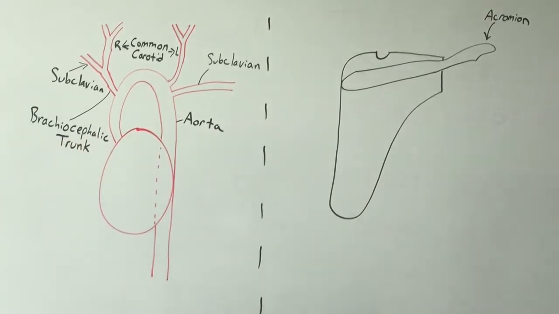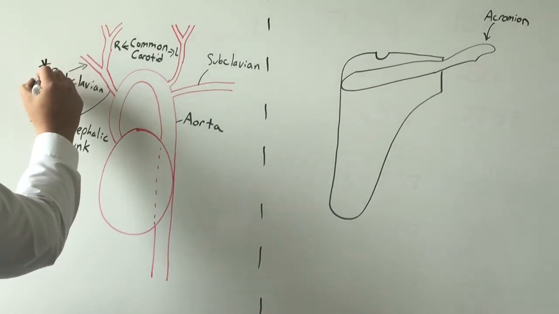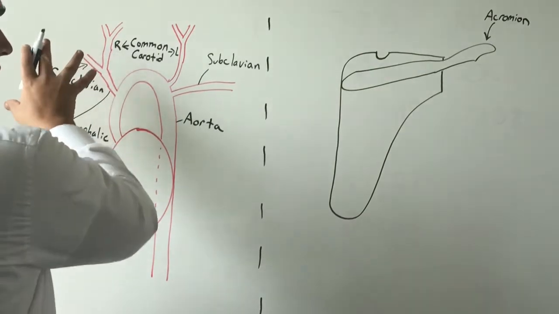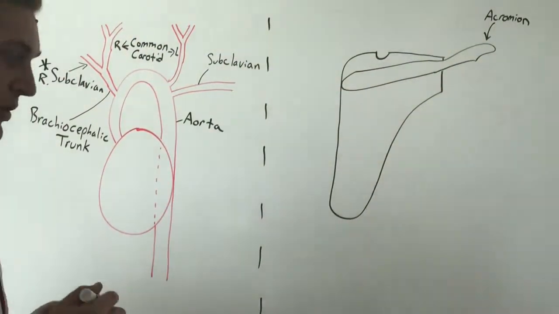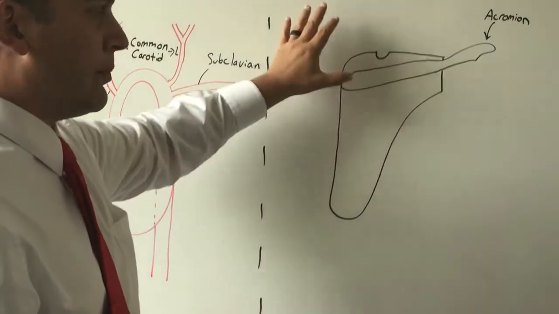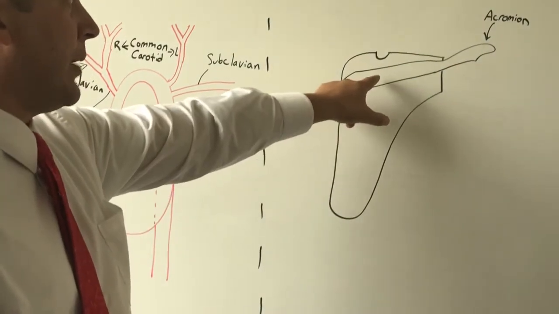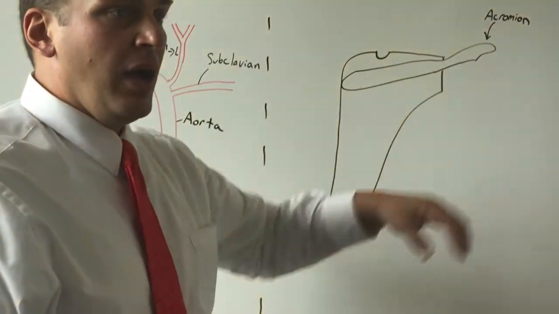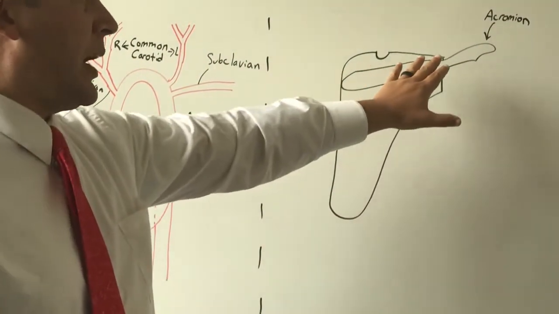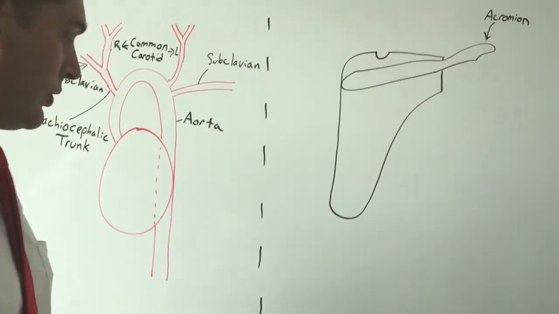So the part that we're going to zoom in on is going to be the right subclavian. We're going to take the right subclavian and move it over to the scapula. Now what we're looking at here on the right-hand side of the screen is a posterior view of the scapula. We know that because we're looking at the spine of the scapula and we can see the acromion. Obviously you can see the acromion from the anterior view as well, but the spine of the scapula will be viewable on the posterior side. That's how we know we're on the posterior side.